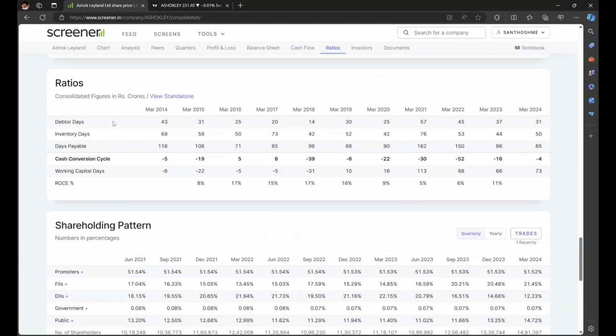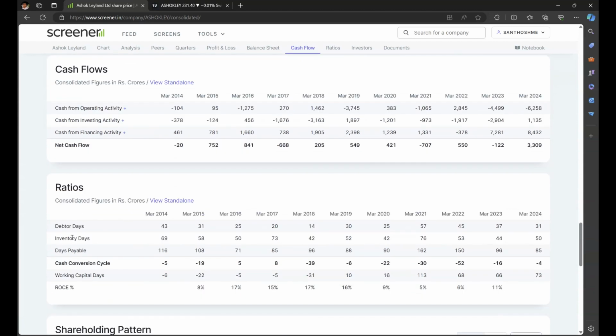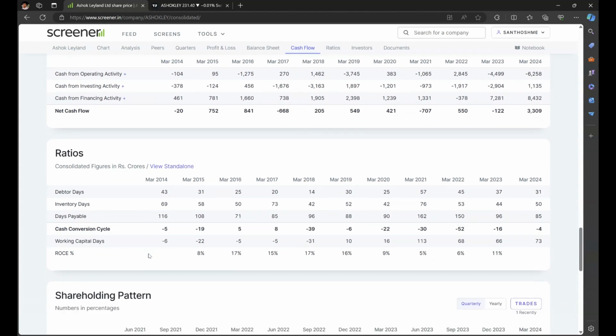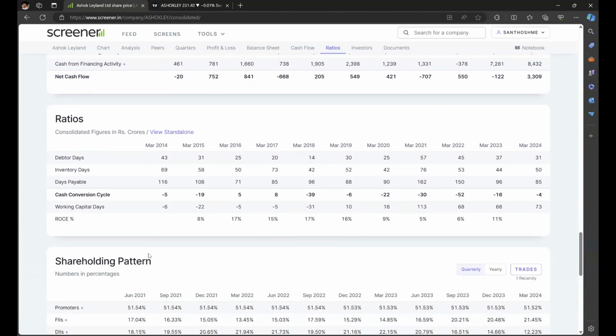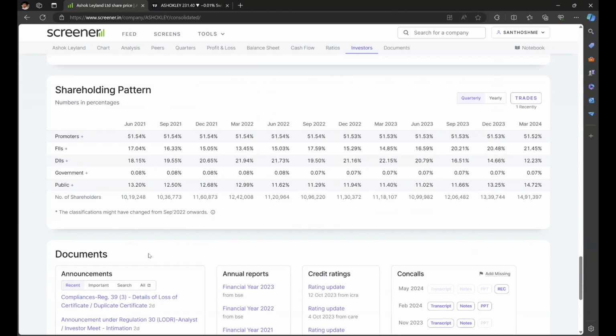You can see there are a lot of parameters which are important. But as a first cut, when you get a company and want to see whether the company is fundamentally good, what all things you need to look at, that's what I am trying to cover, not all the points. Then another important thing I will consider is the shareholding pattern.